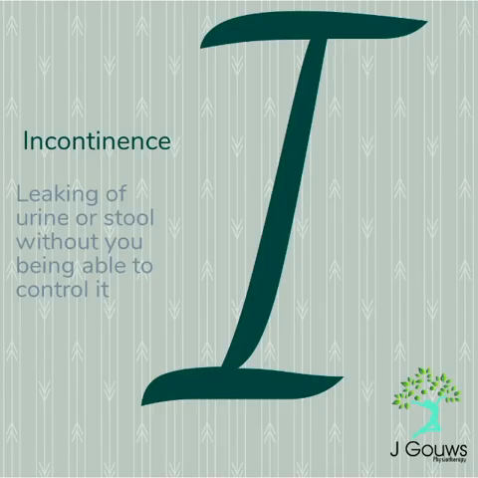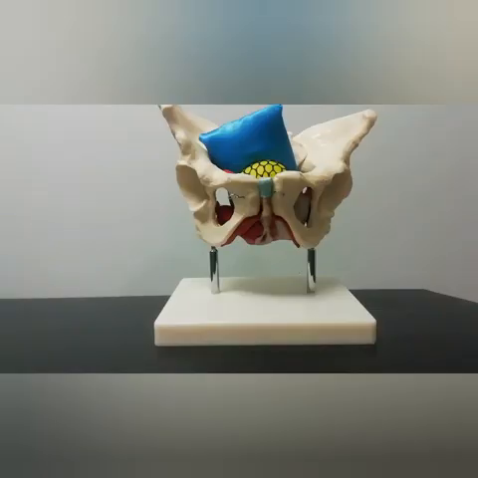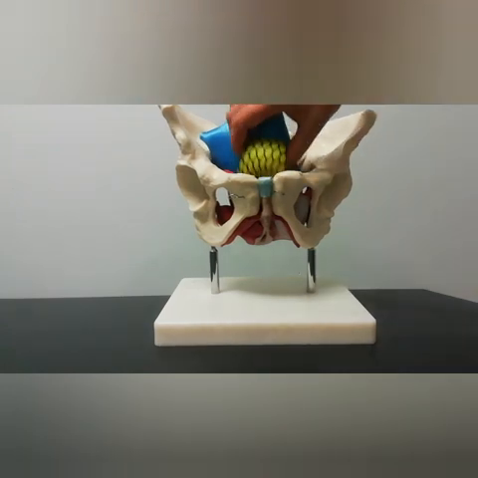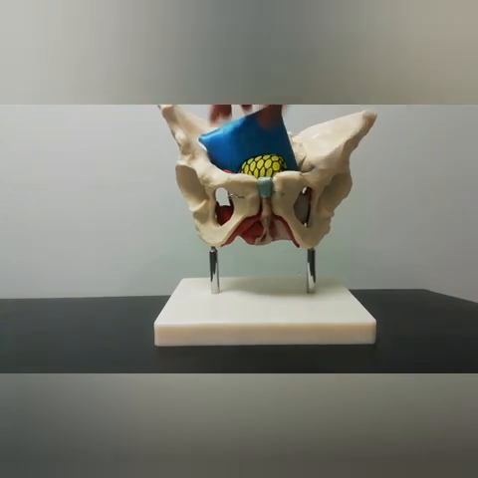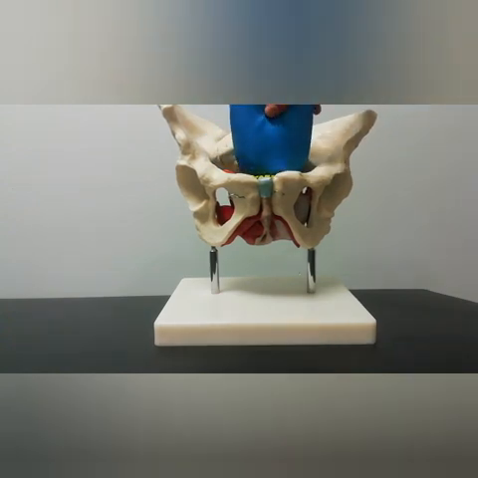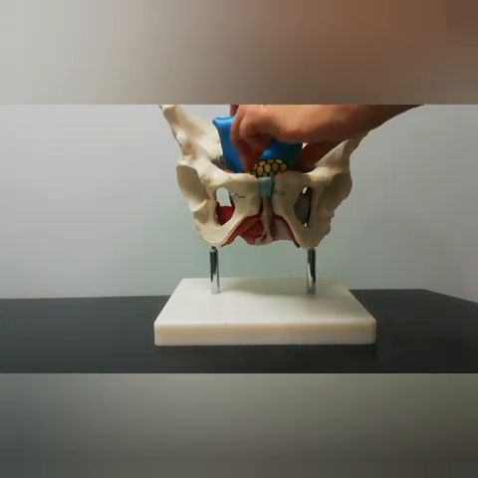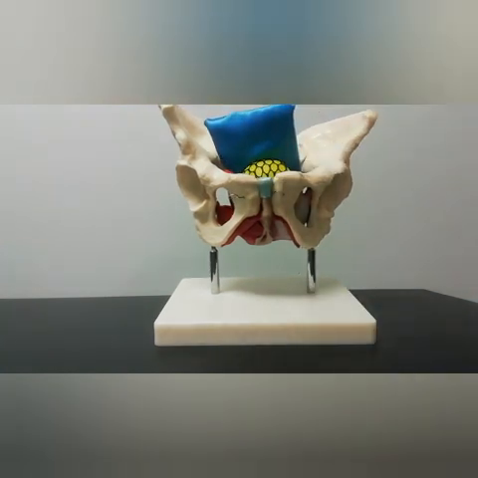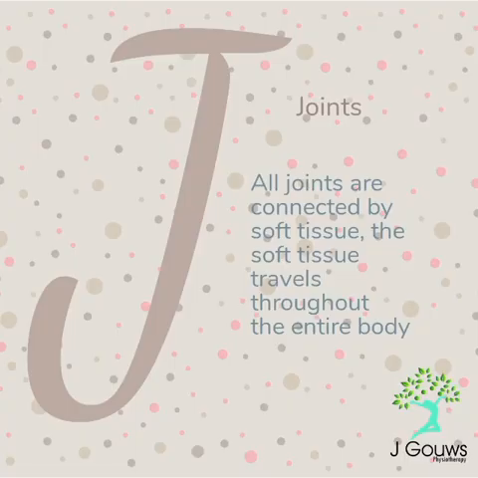I is for incontinence. Incontinence refers to the involuntary leaking of either urine or stool. So if you look at the pelvis, you've got your bladder at the front that's usually filled with urine and your rectum at the back that's filled with stool. So either one of those could leak or both of them could leak, and that could then cause incontinence. If the bladder leaks, it's referred to as urinary incontinence, and if the bowels leak, it's referred to as fecal incontinence.